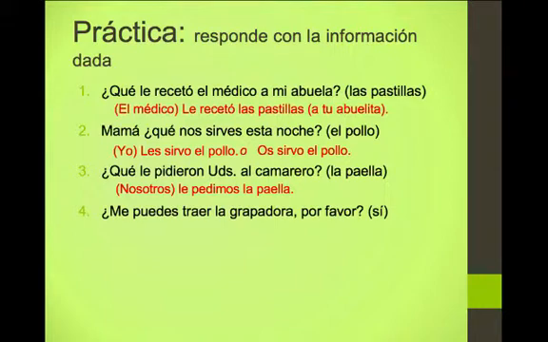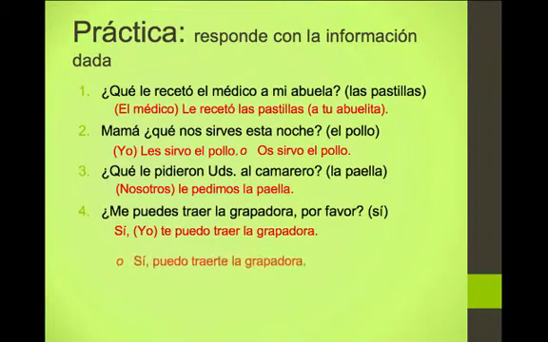Y número 4. ¿Me puedes traer la grapadora, por favor? Now notice this is the two verbs, so there are two options for our answer. Sí. ¿Te puedo traer la grapadora? Or, sí, puedo traerte la grapadora, with the te added to the end.